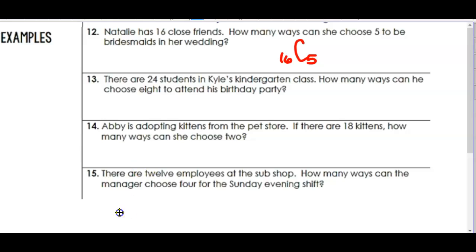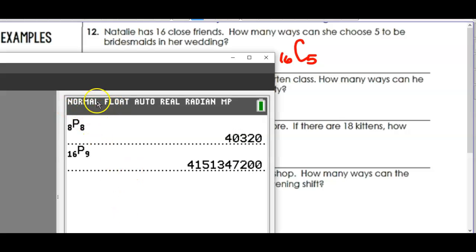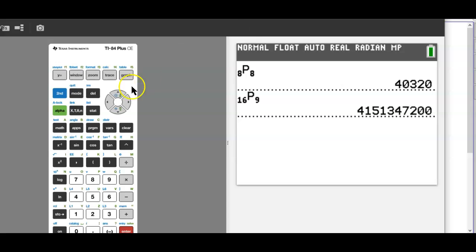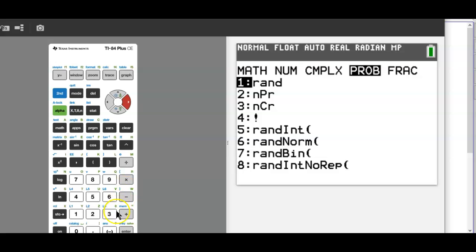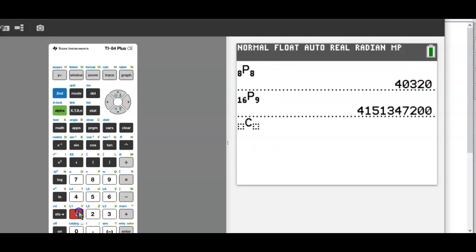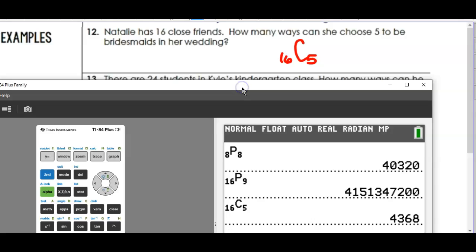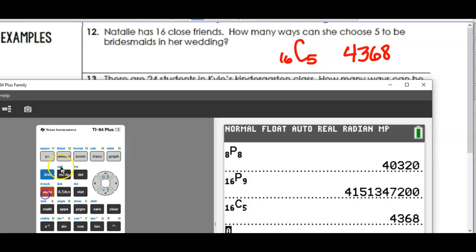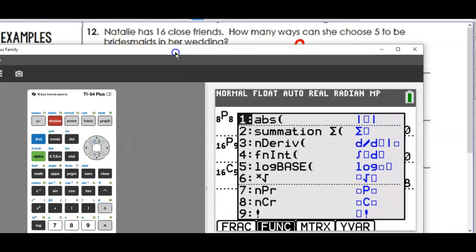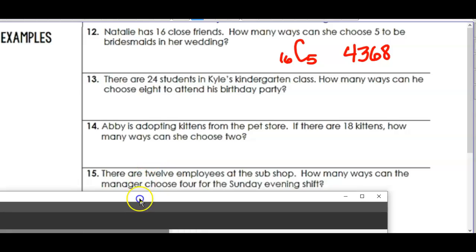And on your calculator, that is under math, over to probability again, and it is choice 3. And out of 16, she was choosing 5. That's what I remember, but it's probably wrong. Was that the right numbers? Yes, okay. 4, 3, 6, 8. There is also a shortcut up under the alpha window button up here, and it is choice 8 this time.